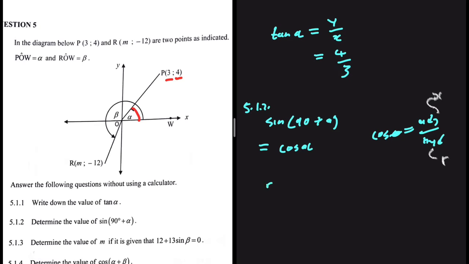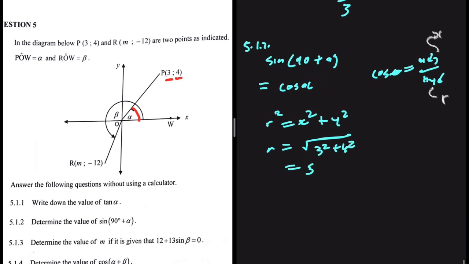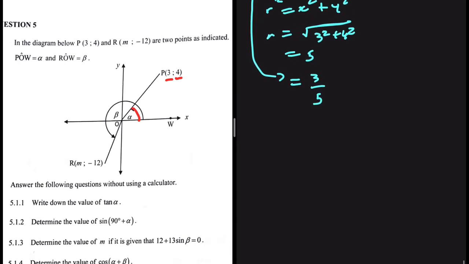We can say that r squared is equal to x squared plus y squared. So r will be equal to the square root of 3 squared plus 4 squared. r is equal to 5. So now it is easy to see that cos of alpha is equal to the adjacent, which is 3, divided by the hypotenuse, which is 5. That is 5.1.2. Let's look at 5.1.3.